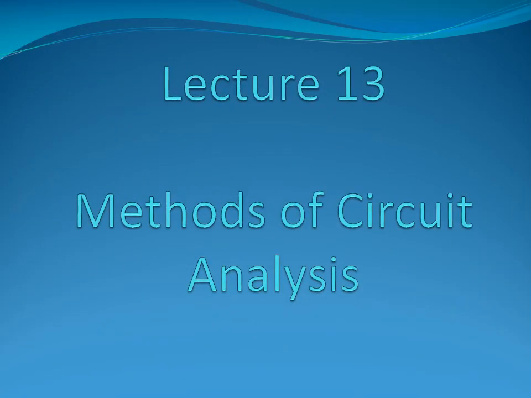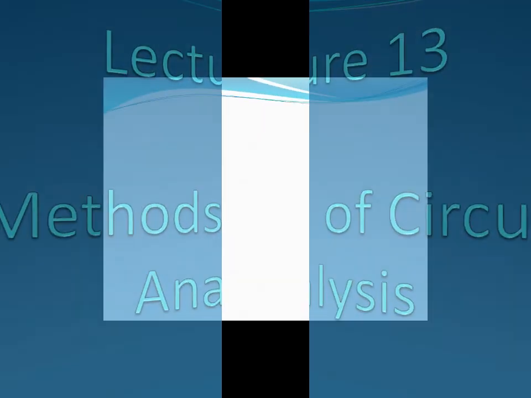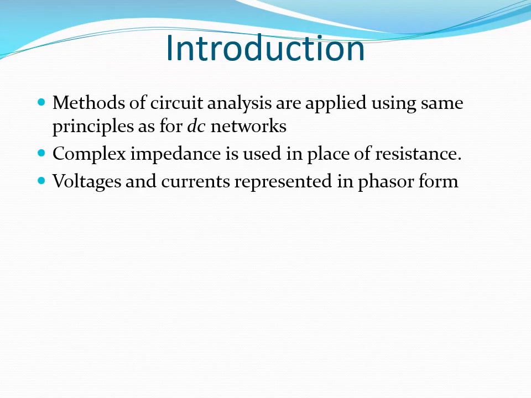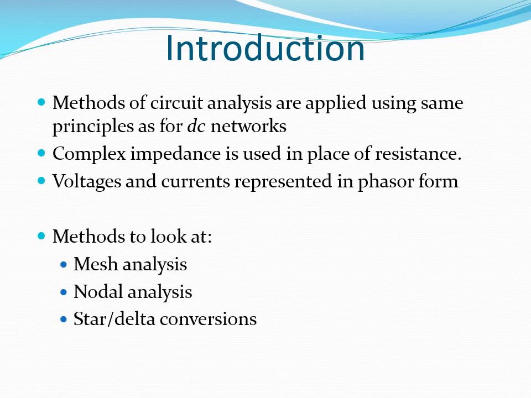In this lecture, we are going to look at methods of circuit analysis as applied to AC networks. In the analysis of AC networks, methods of circuit analysis are applied using the same principles as used for DC networks. The difference is that complex impedance is used in place of resistance, and voltages and currents are represented in phasor form. The methods that we are going to look at are mesh analysis, nodal analysis, and star-delta conversions.